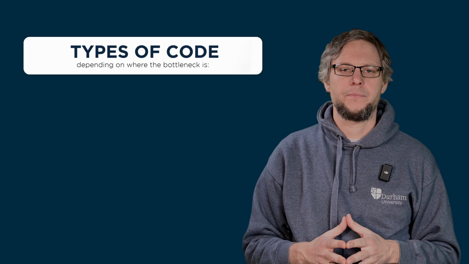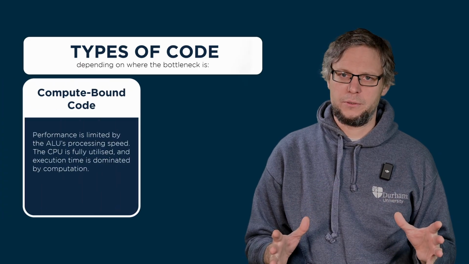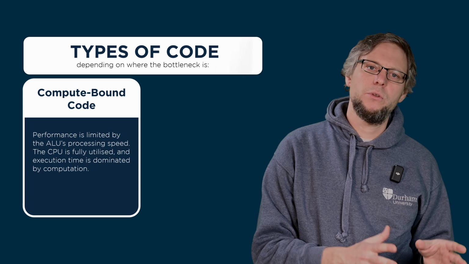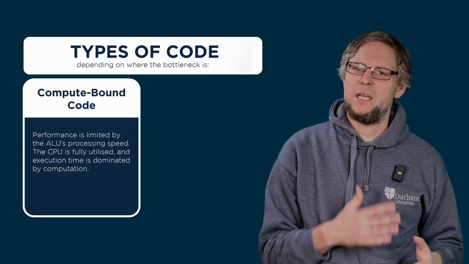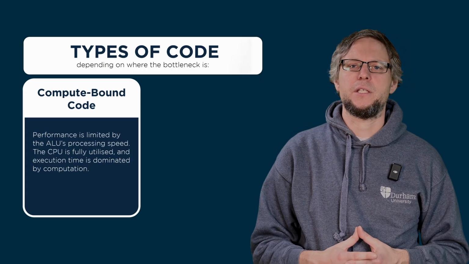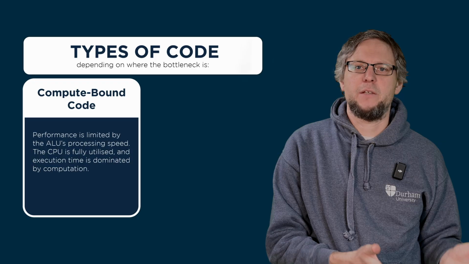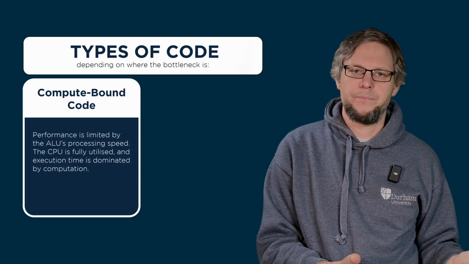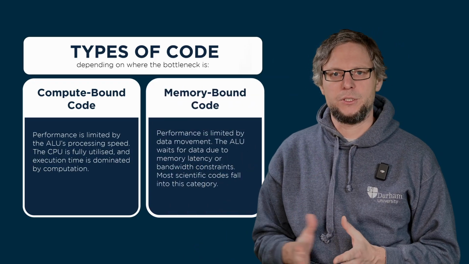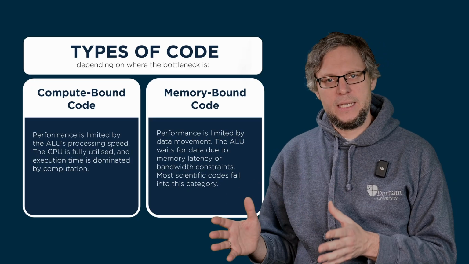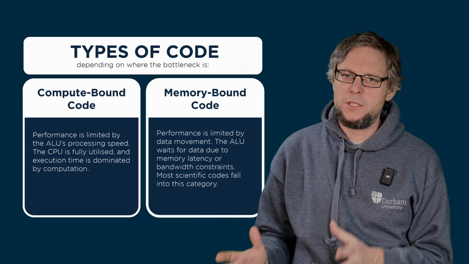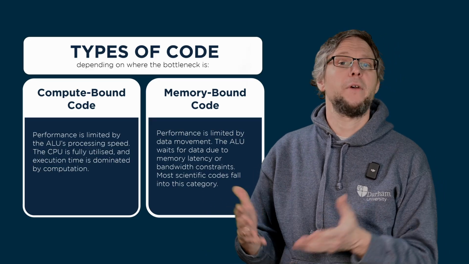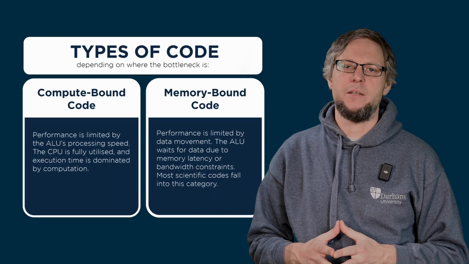This allows us to distinguish 2 types of codes. Compute-bound code. This is when the ALU, the part of the system that performs calculations, is working at full capacity. It's so busy performing calculations that we are essentially waiting for the ALU to finish its work. Memory-bound code. In these cases, the ALU isn't the bottleneck. Instead, the system spends most of its time waiting for data to arrive, either due to bandwidth or latency limitations.